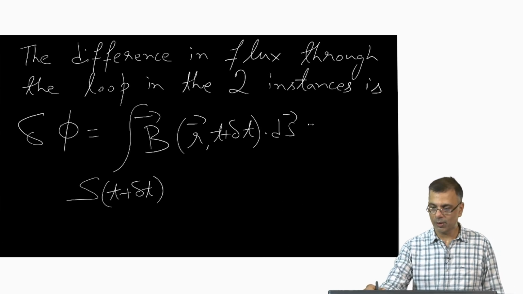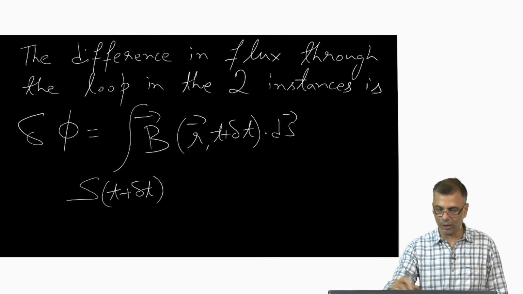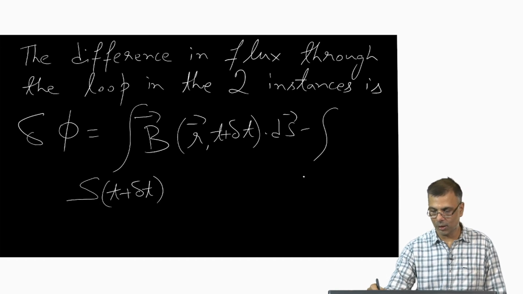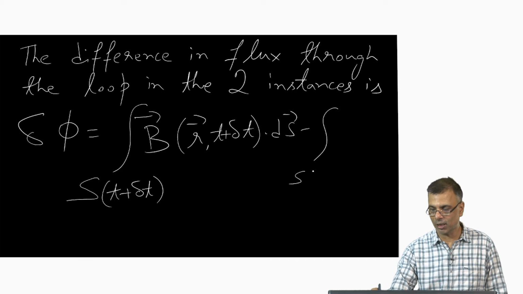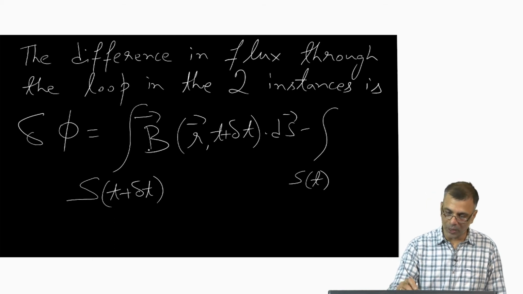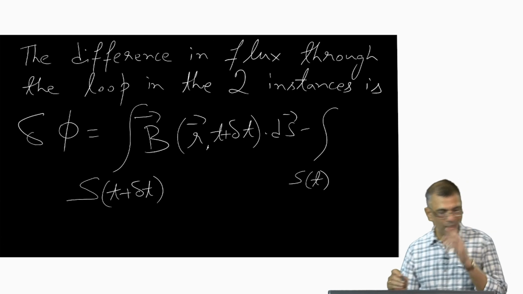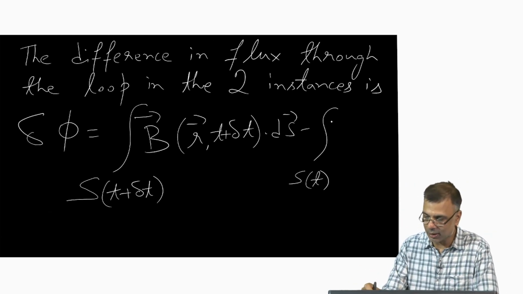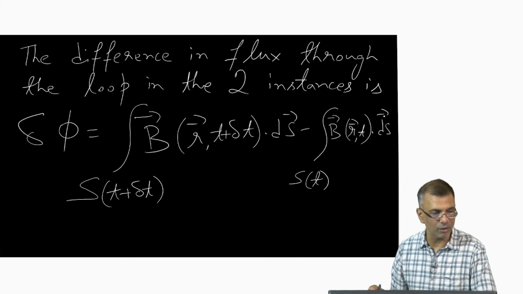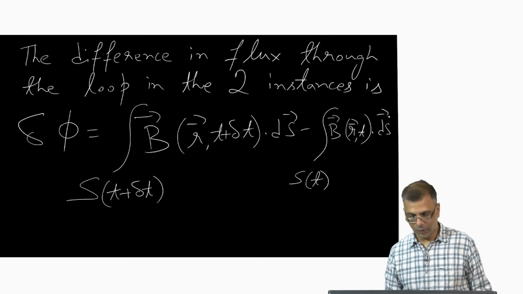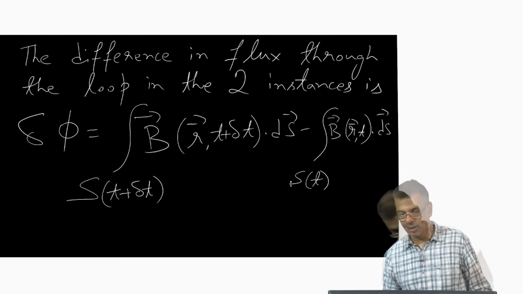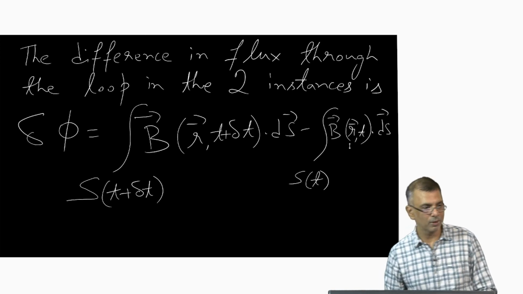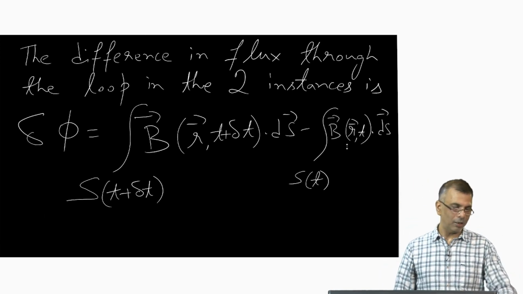It's quite simple. The same kind of expression, except instead of S at t plus delta t, I just have S at t. And instead of B at r, t plus delta t, I just have B at r and t. Right? And it's an area integration. So what's the difference between these two? Well, the cross sectional area has changed, and we have allowed the magnetic field to change. Really, that's the main difference between these two.